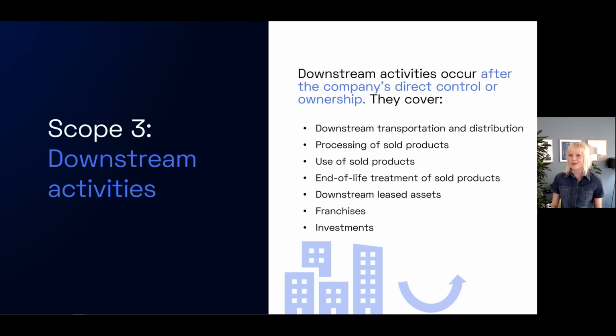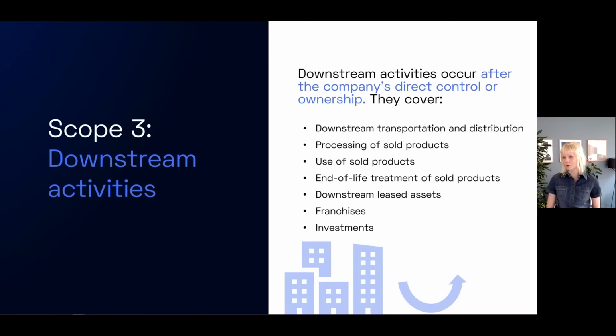And next, we can take a look at the downstream activities and the subcategories of this. So this includes the downstream transportation and distribution to, for example, different shops, stores, and customers. This also covers the processing of sold products. So, for example, if your company produces cereals, maybe your customer will be using it to produce, for example, bread, and these processing emissions are accounted for here.